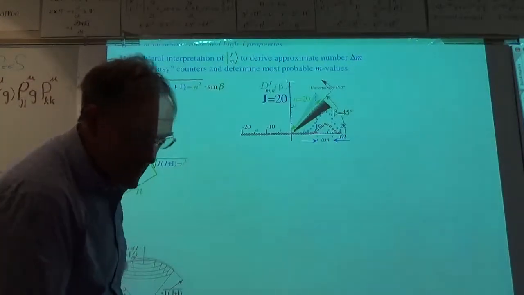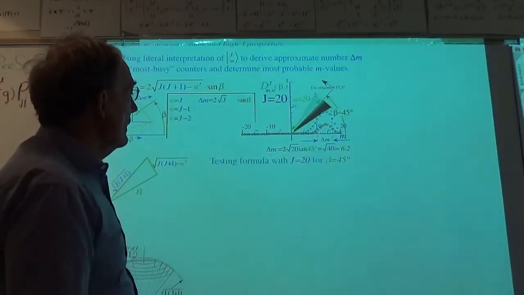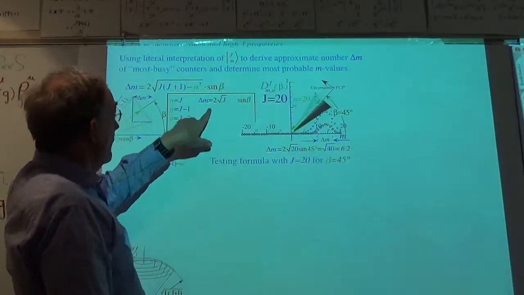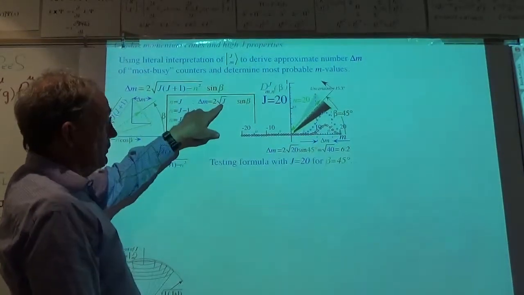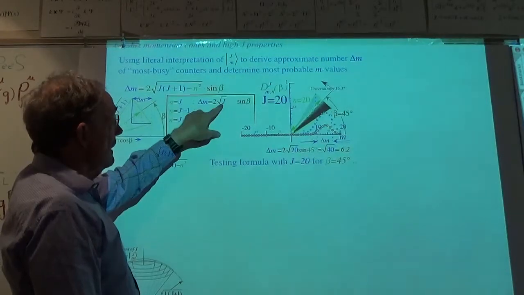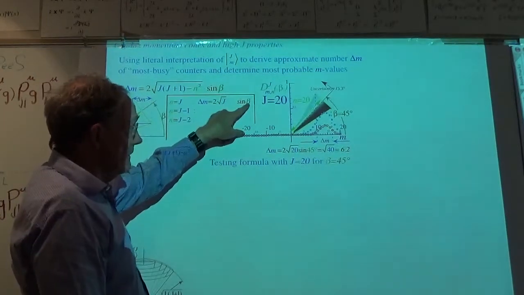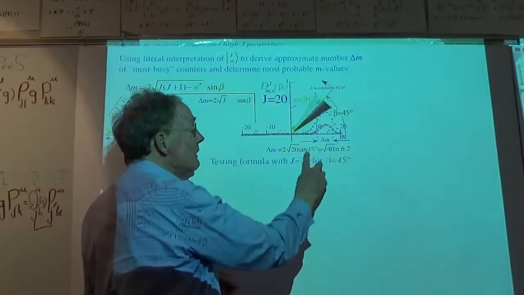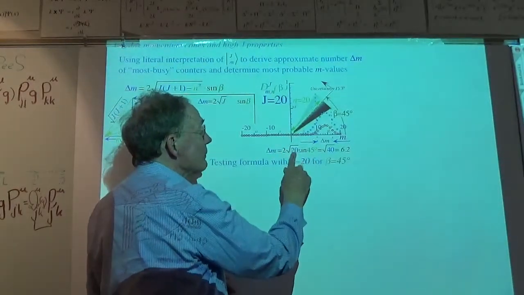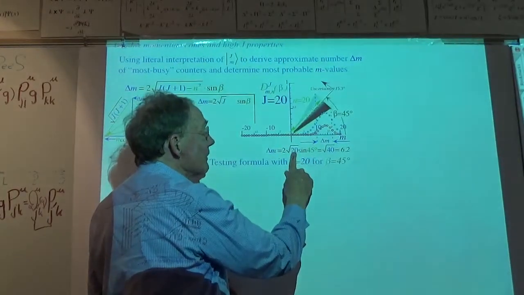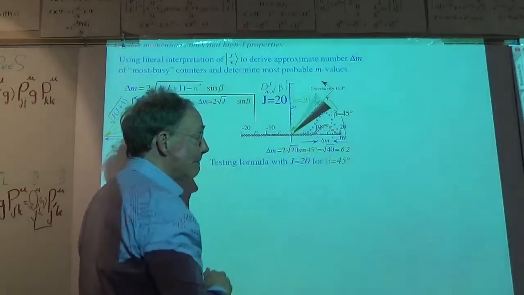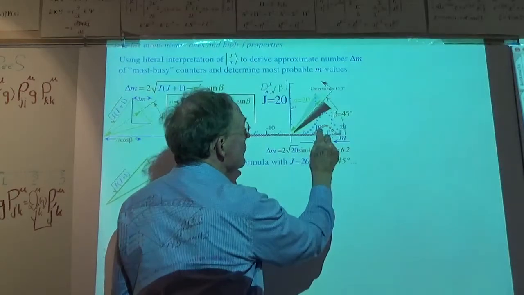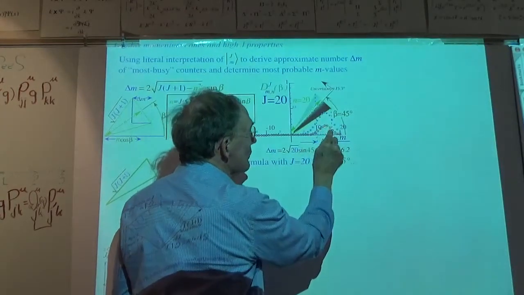Pretty cool. Okay? Well, how's it working? Let's take n equal J. Delta M would then be 2 times the square root of J, times sine beta. And we got 45 degrees here, so sine beta is square root of 2 over 2. And I've got 2 times this, that gives me square root of 40, which is about 6.2. So I count here: 1, 2, 3, 4, 5, 6, and a little more.